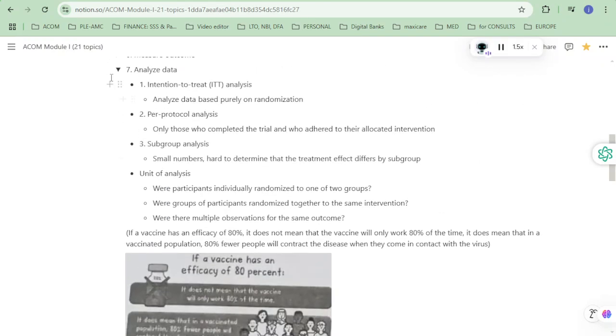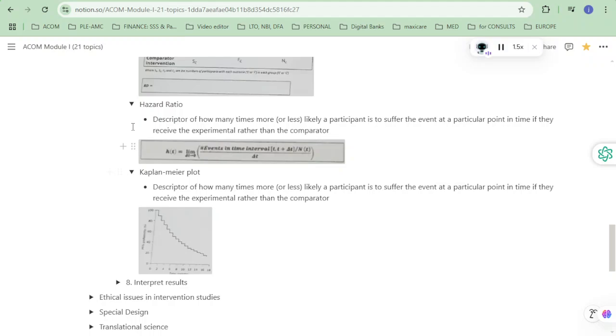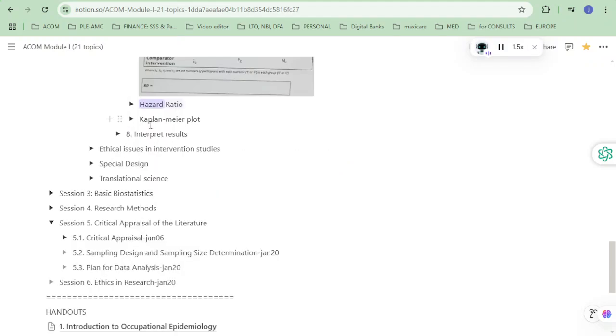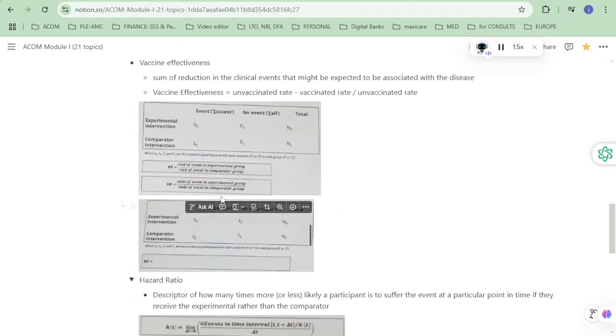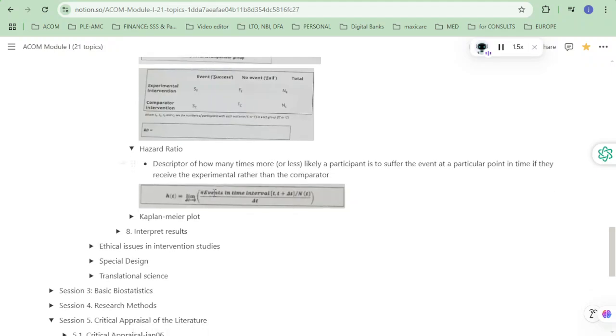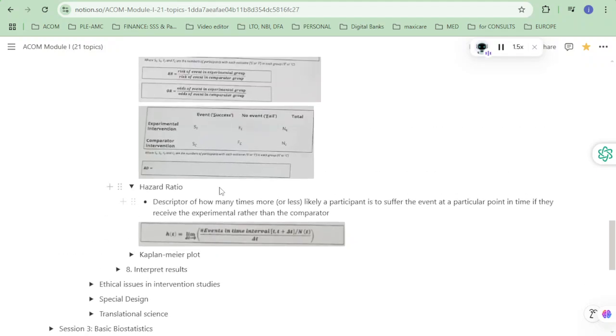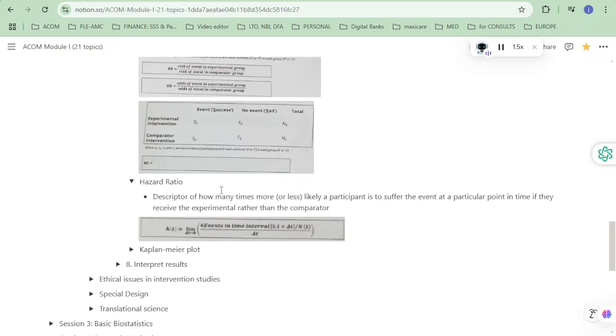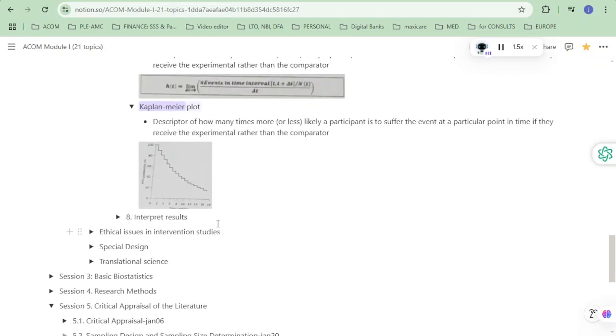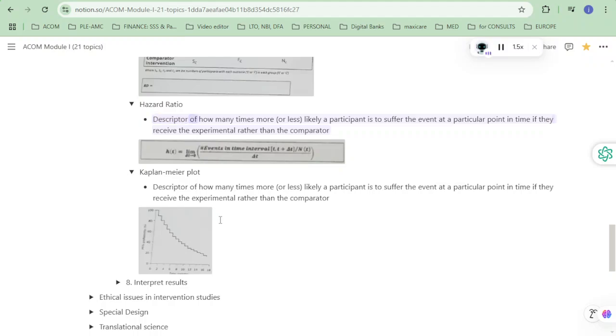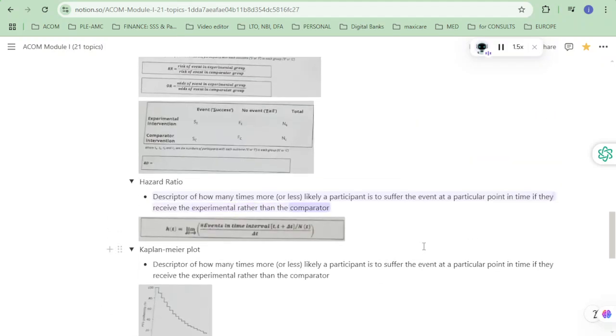Hazard ratio. Descriptor of how many times more, or less, likely a participant is to suffer the event at a particular point in time if they receive the experimental rather than the comparator. Kaplan-Meier plot. Descriptor of how many times more, or less, likely a participant is to suffer the event at a particular point in time if they receive the experimental rather than the comparator.